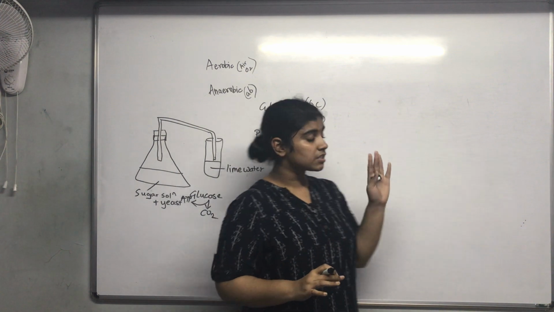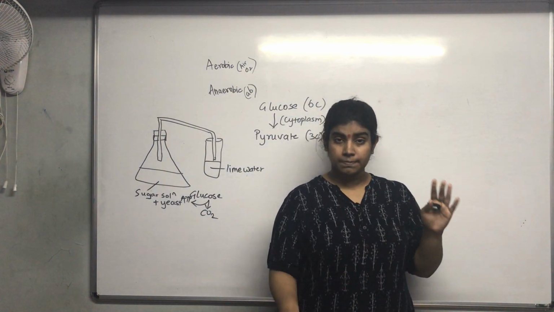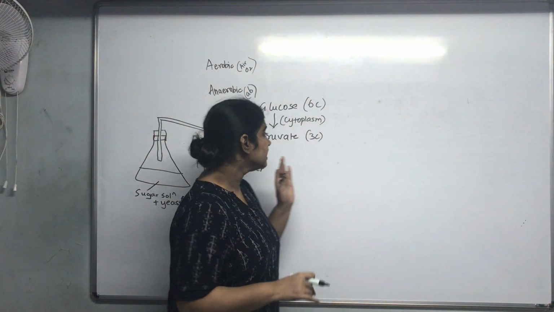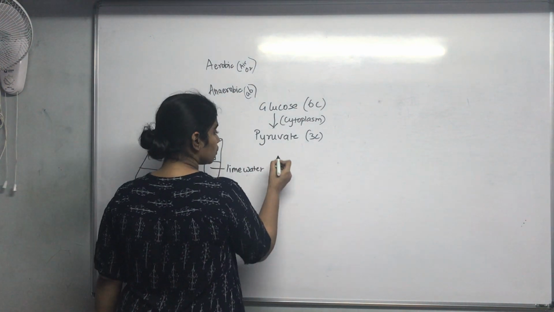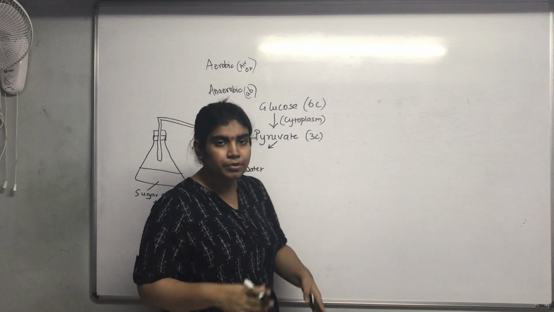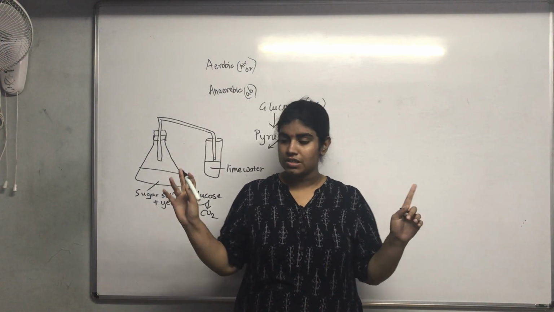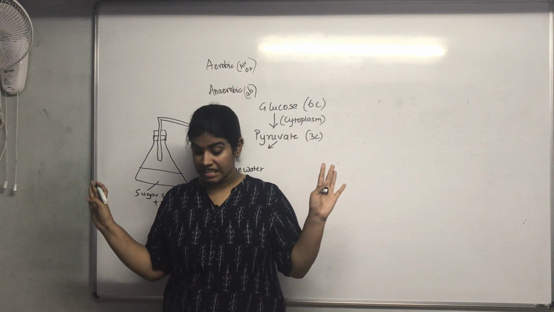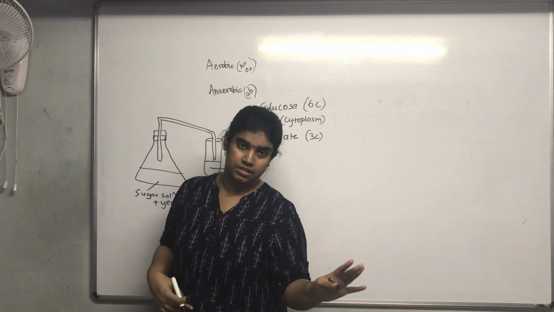Now after pyruvate is formed, there are again 3 processes through which the pyruvate is broken down. Of course, the first one, what we learned about yeast, is the anaerobic process.